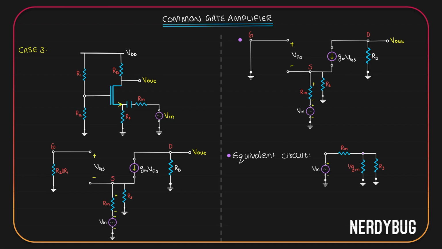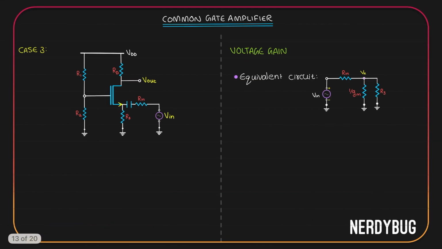Like we have done before, let us call this point X and mark the potential there as Vx, because ultimately that is the final input our circuit is getting. In the equivalent circuit, it will be over here. Let us now use the equivalent circuit model to find the voltage gain.